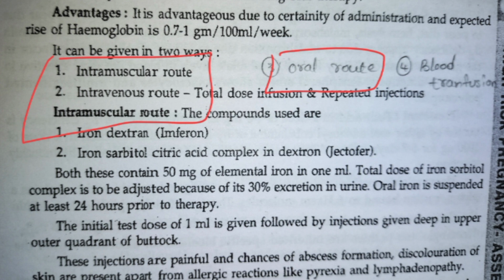In the injection, we have two options, Imferon and Jectofer. Before providing these, we will give a test dose of 1 ml. If there is any kind of reaction, we will stop it immediately and go with alternate sources. If not, then we will go with it. Apart from it, if the condition is very severe, then we will go with blood transfusion also. These are the management of anemic condition, but the main thing is the nursing care.